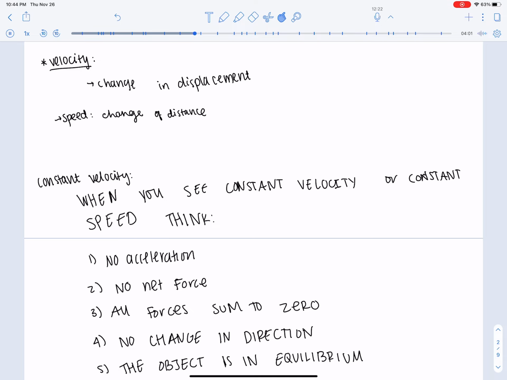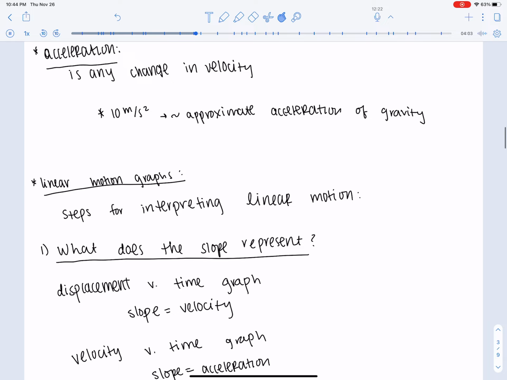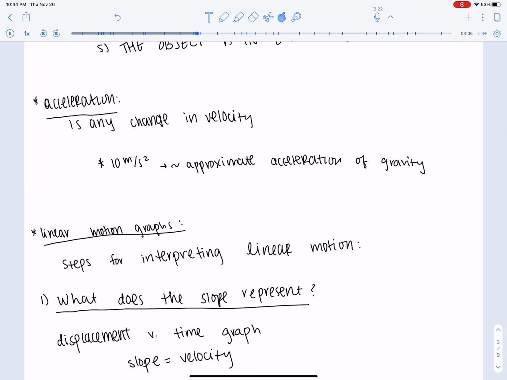Acceleration is any change in velocity. An important number that we have to know is that 10 meters per second squared is approximate acceleration of gravity.